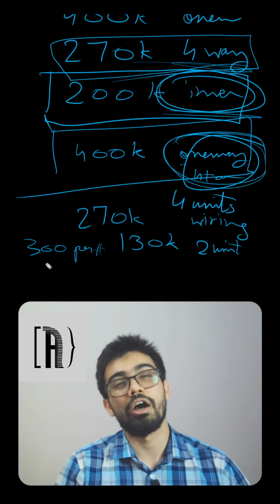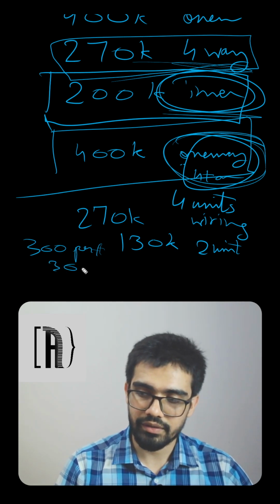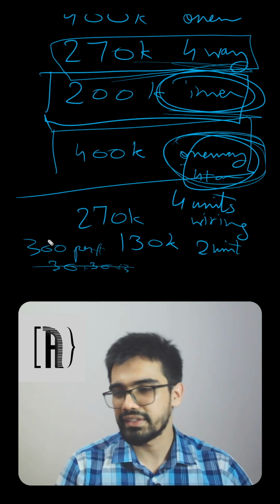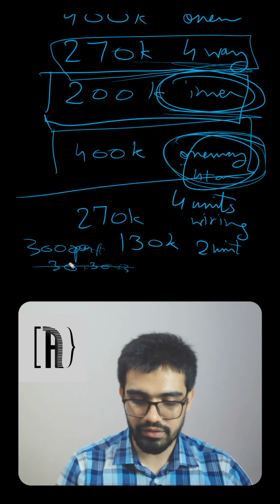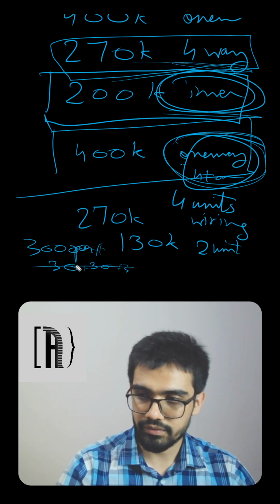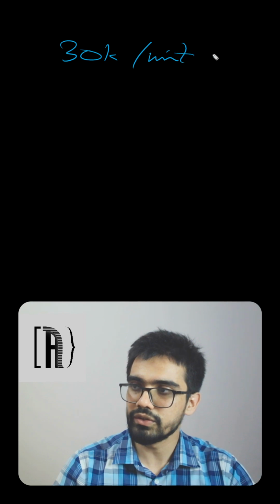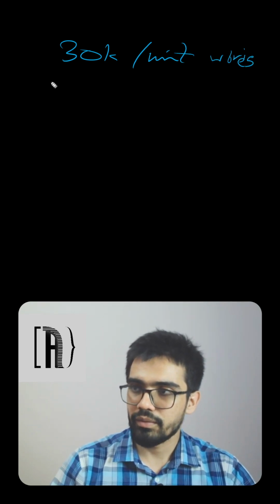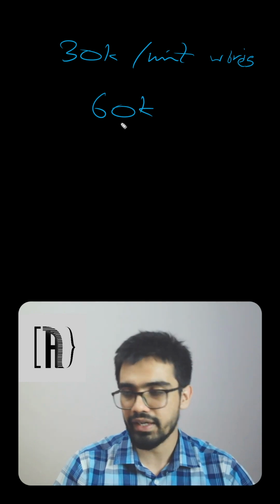And how many foot was there? It was 30 plus 30 plus 30, 90. Let's say 100. So we've got 30,000 per unit. So 30,000 per unit goes into wiring or the pipes. And I've reduced 2 of them, so 60K I've saved again.